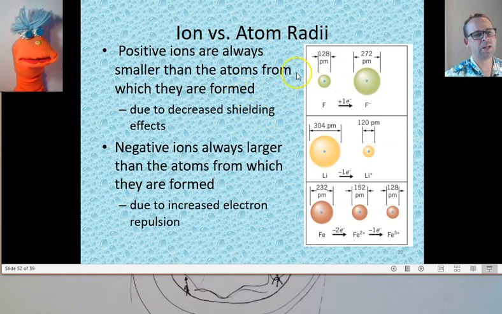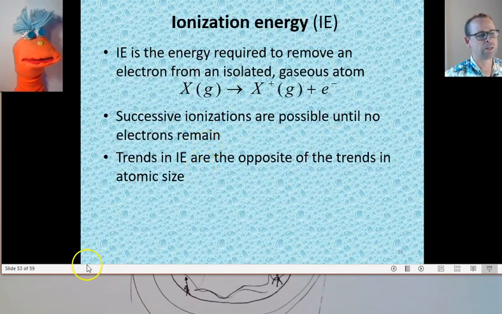Okay. As we said, positive ions are always smaller. Negative ions are always larger. Okay. Good place to stop.